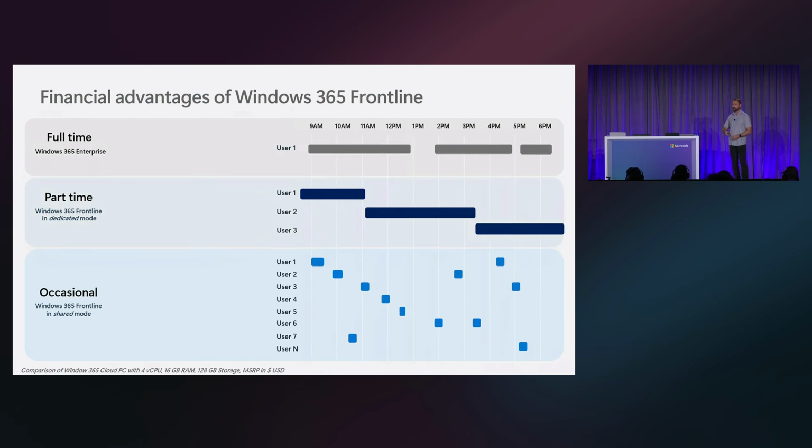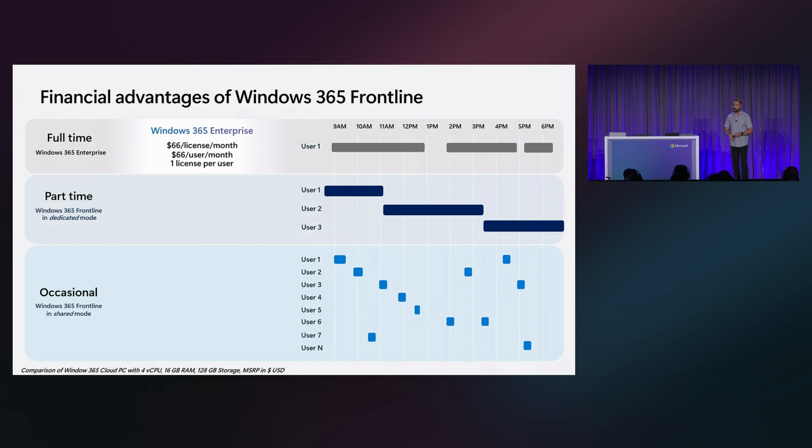Okay, I'm going to talk a little bit more about Frontline Shared in the next slide, but first I just want to help you think about the economics of these 3 different solutions. So the first one's really easy to understand. Enterprise is a 1 user for 1 license model. If we take an example of the US list price of a 4-core 16 gig machine, that's $66 per license, and it's also $66 per user, pretty easy.